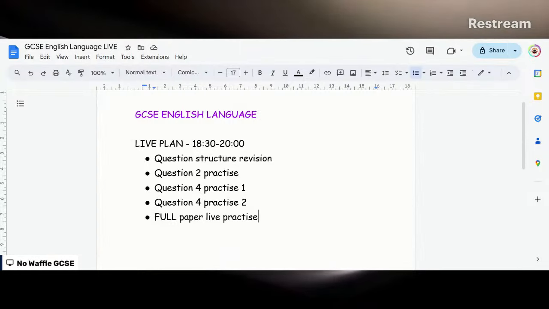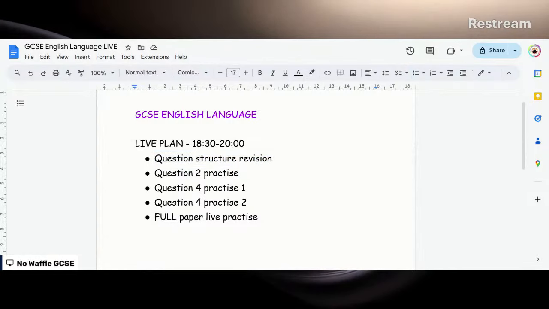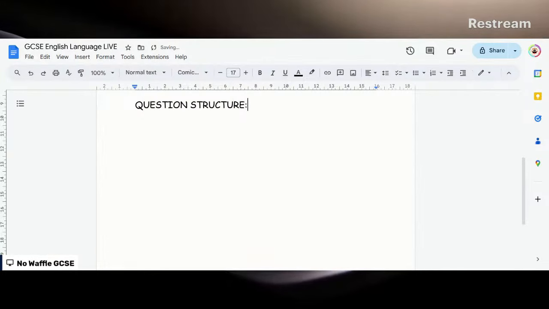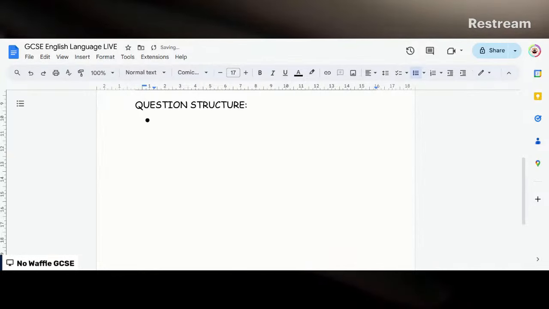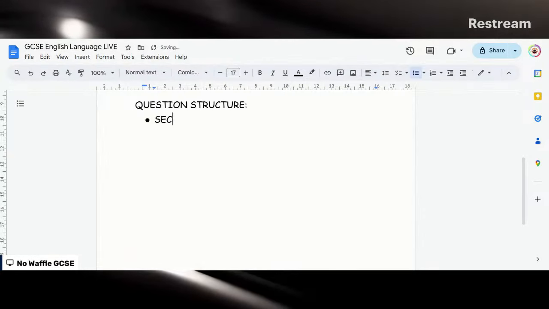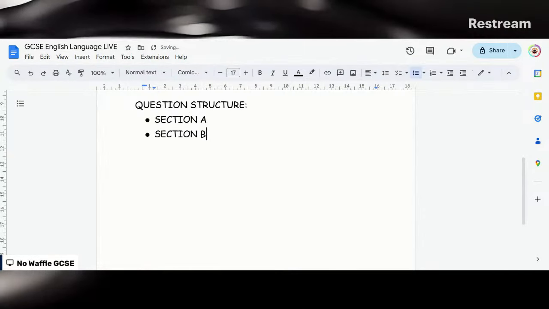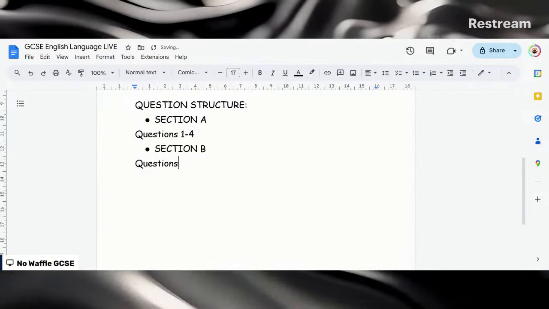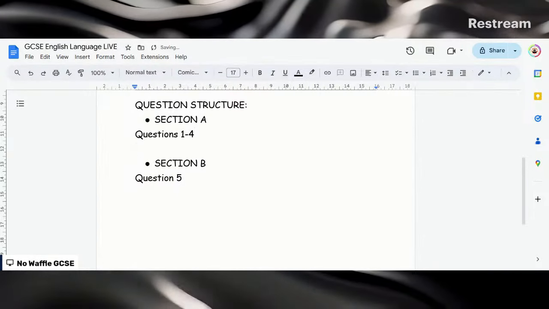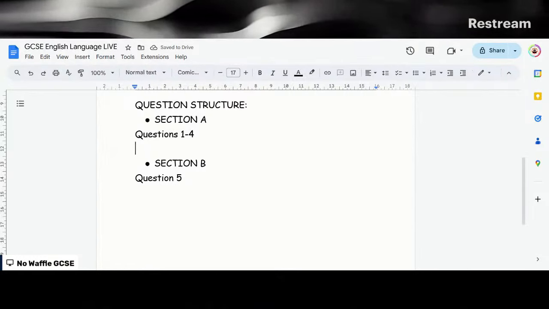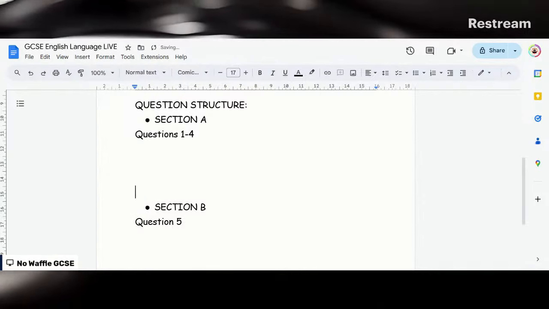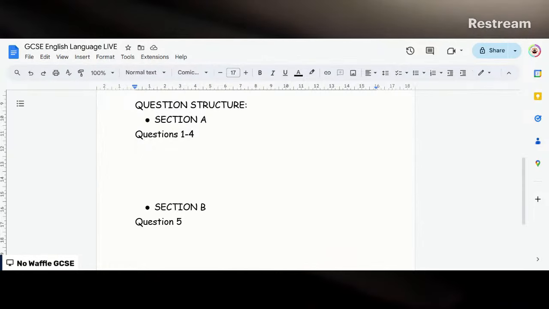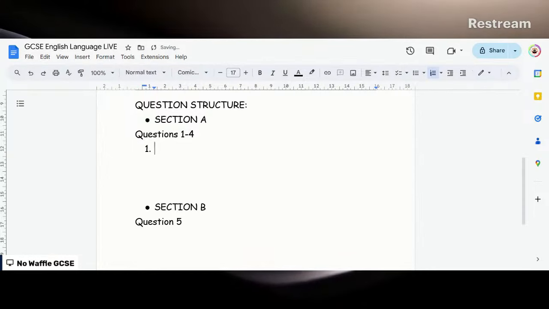So starting off with quickly going through the question structure of what the paper is going to look like. Hopefully you should be familiar with this, but let's go through. You've got 5 questions and they're organized in terms of section A and section B. Section A has questions 1 to 4 and section B has question 5. Now question 1 to 4 are all short answer questions relatively, and then question 5 is the big story or description. So you're going through the questions individually. This is for AQA, by the way, specifically for AQA.